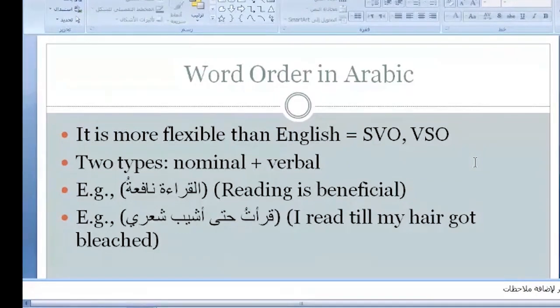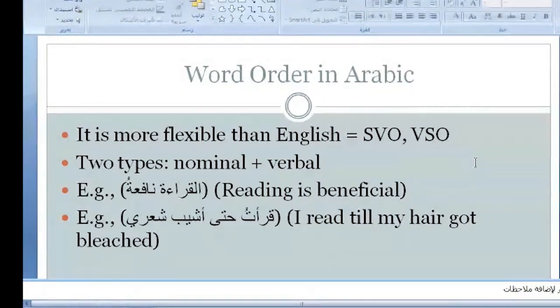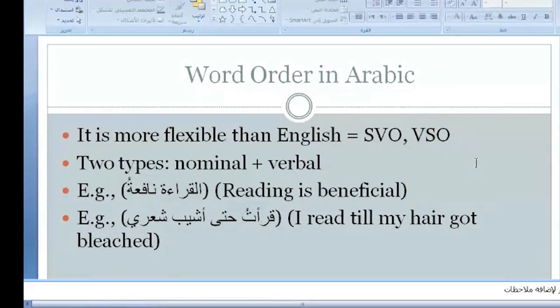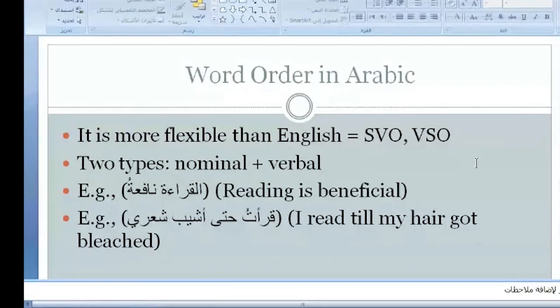شنو يعني هذا الكلام؟ What does it mean? It means that Arabic utilizes its morphology to represent its meanings. Arabic uses its parsing markers, حركات الإعرابية, its parsing markers to give meanings, حتى تعطي المعاني. الضمة إلها دور، الفتحة إلها دور، الكسرة إلها دور.